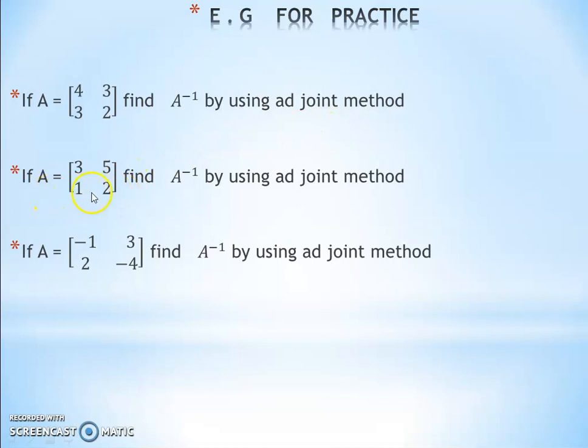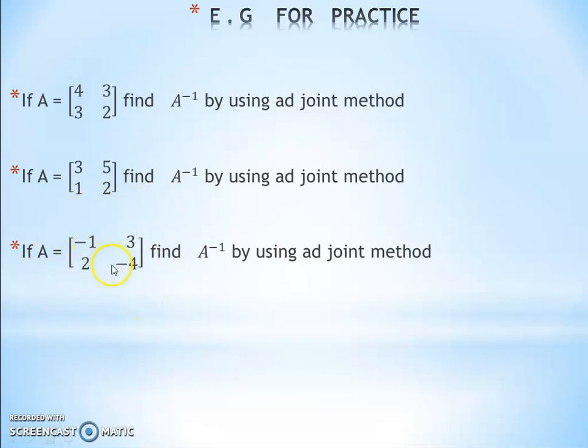Now A is equal to [3 5; 1 2]. What is the adjoint of A? I first define [2 -5; -1 3]. It is the adjoint. Then the determinant: 3 into 2 is 6, minus 5 into 1. 6 minus 5, the answer is 1. So the determinant is 1. So the final answer is the adjoint of A.